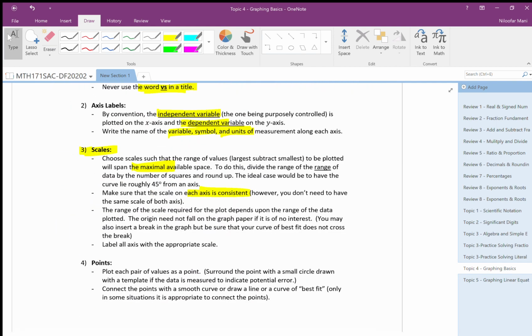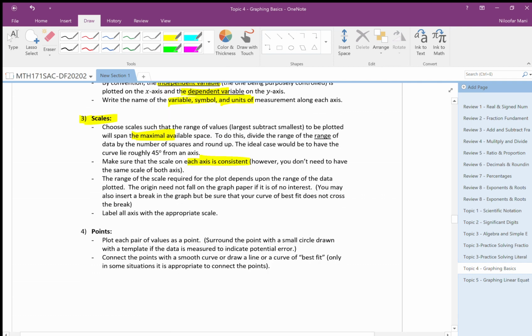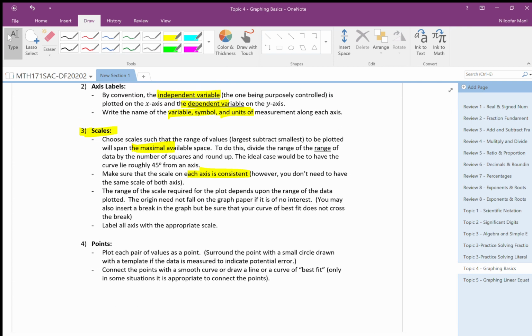Okay, and make sure to label them. For example, maybe the x values, or time, don't start from 0, so I don't need to show 0. Maybe I have to skip and start from 400. Okay, so I will show you on examples.